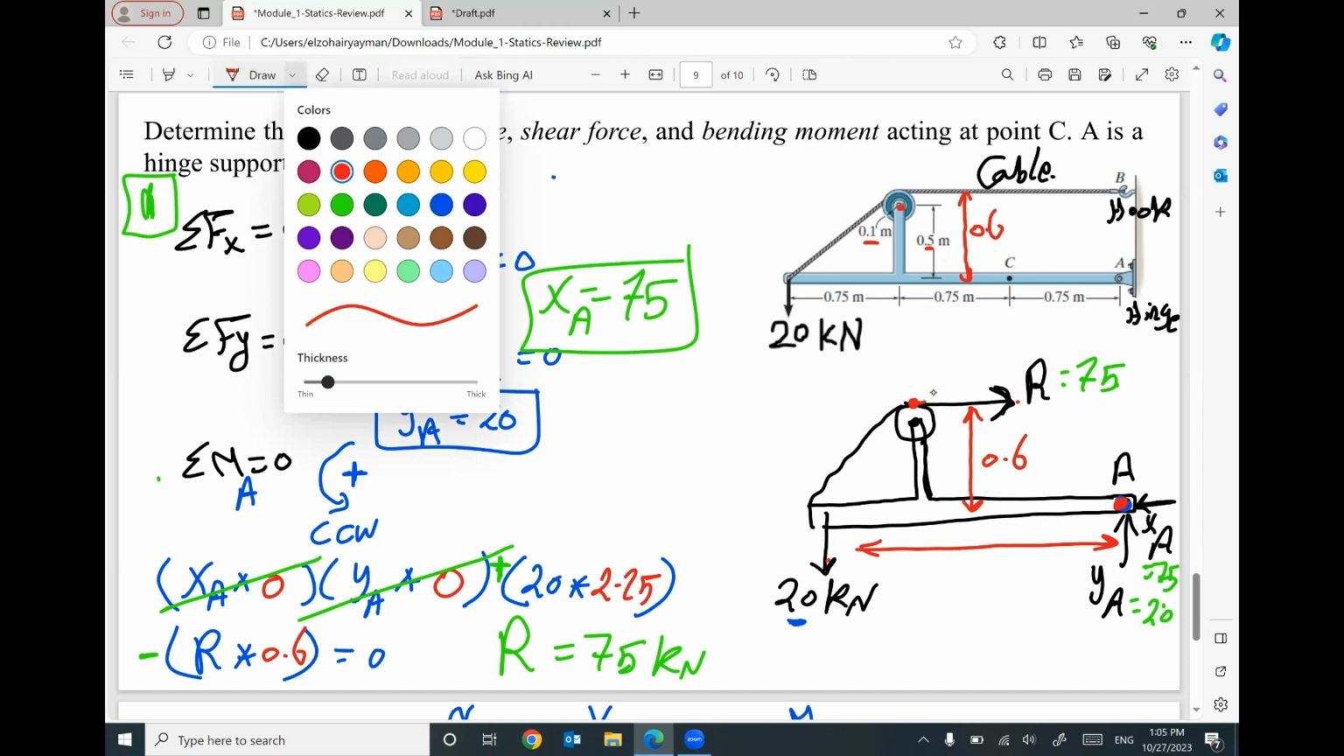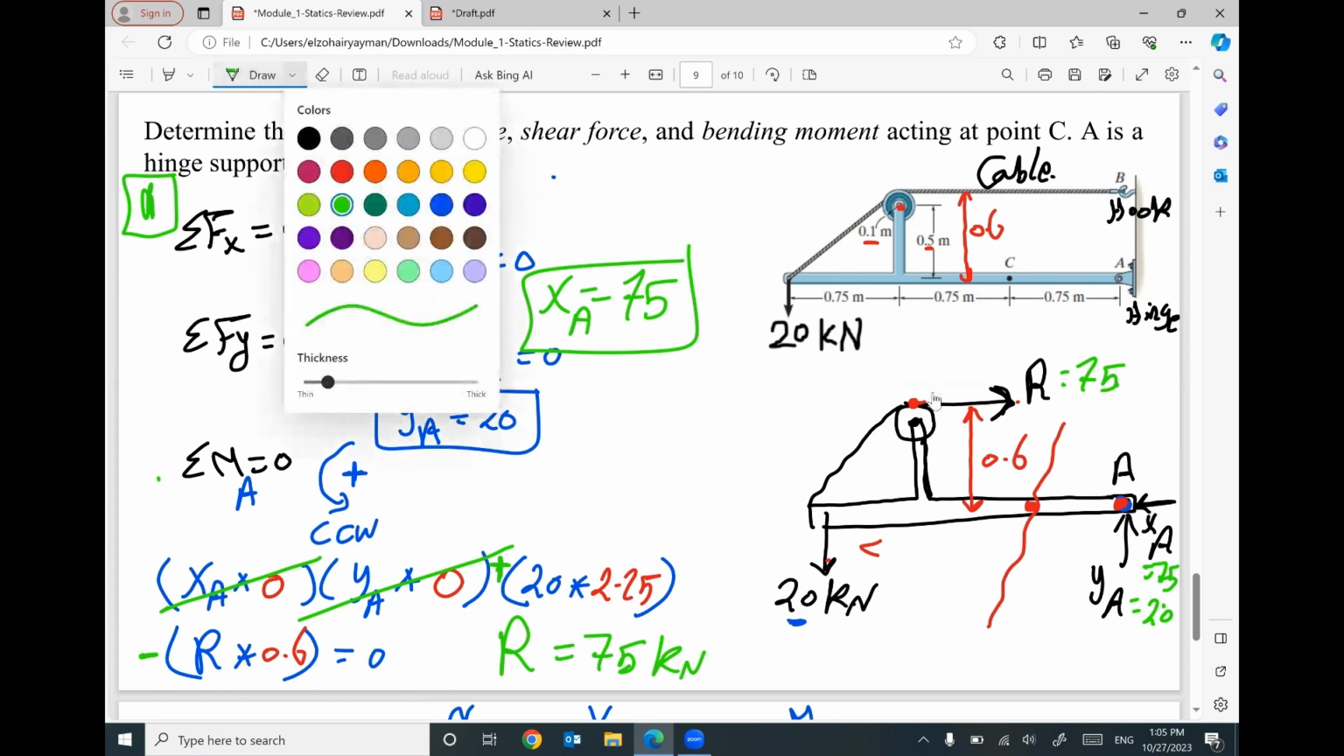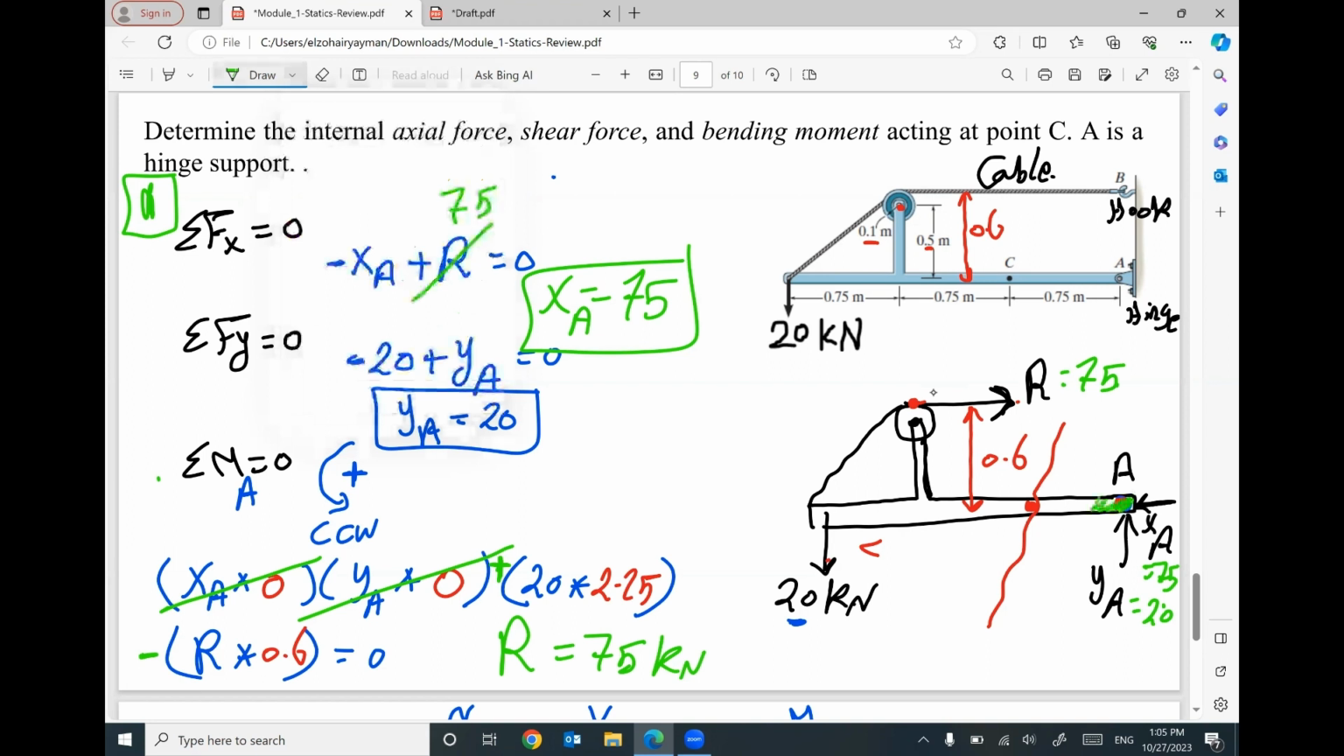We are given point C here. So I will do cut at point C. This point C, or this cut, or this section divides your beam into two parts, one on the right-hand side or one on the left-hand side. I'm gonna use the right-hand side.